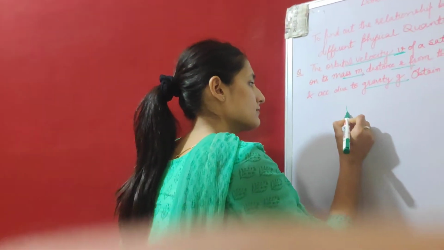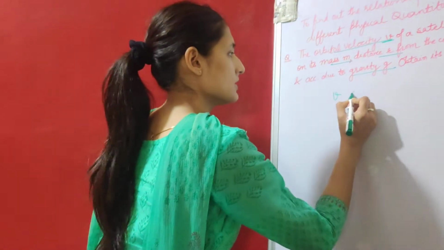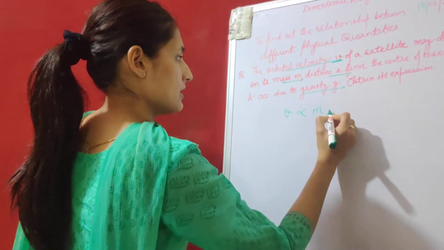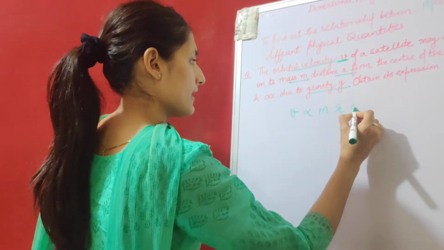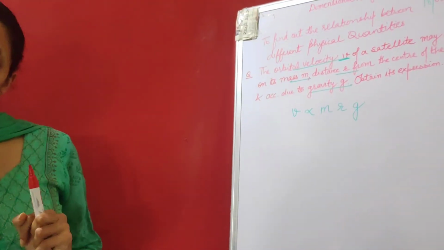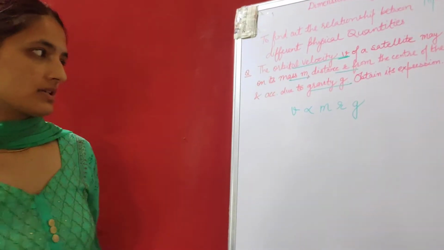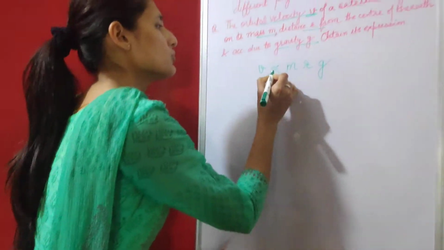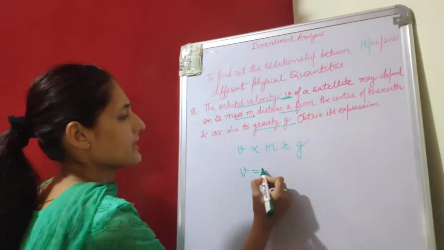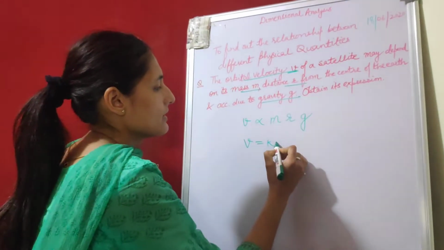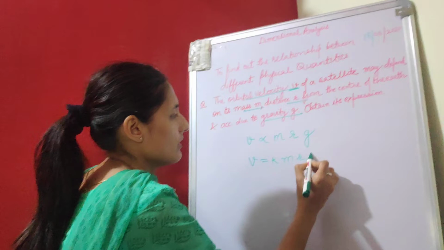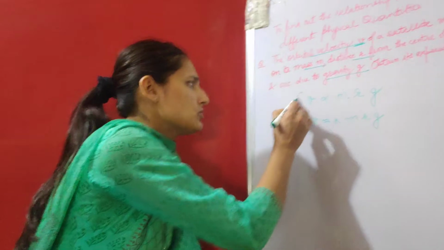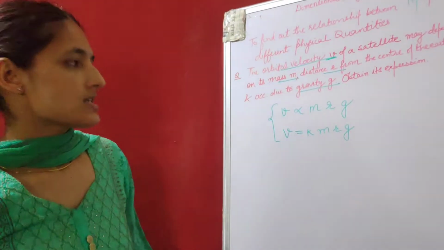Make sure on what factors the given physical quantity, for which you want to find an expression, depends. So step 1: v depends upon, it means v is proportional to mass m, distance r, and acceleration due to gravity g. First step is this. Second step is to remove the constant of proportionality. I suppose it to be equal to k m r g. Clear? These two things you can include in step 1.